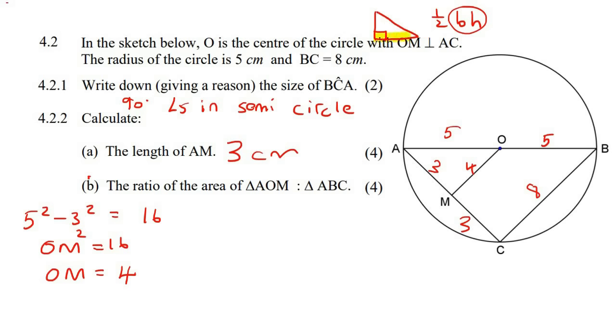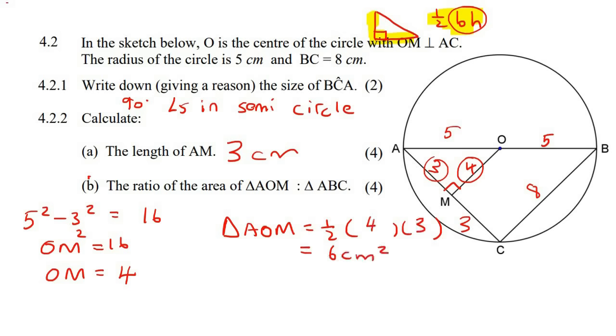You could choose that as your base and that as your height, or you could choose that as your base and that as your height. It doesn't matter. You get the same answer at the end of the day, but it's always the two that make 90 degrees. So for triangle AOM, that'll be a half, then your base and height. Well, here's the 90 degrees, so it's the 4 and the 3. It doesn't matter which one's the base and which one's the height. At the end of the day, you get 6 centimeters squared.